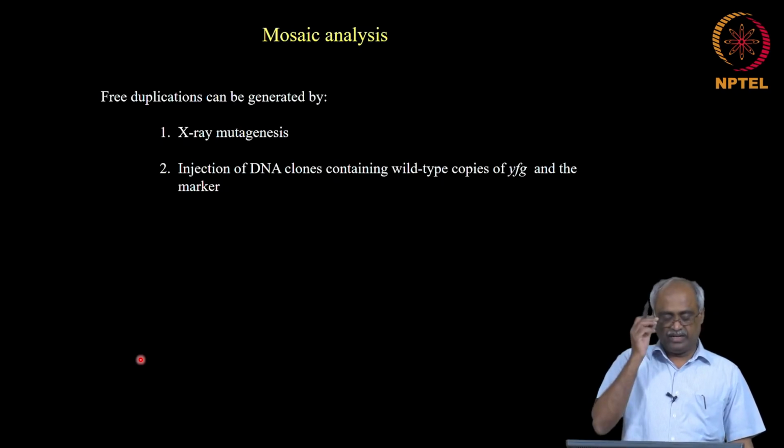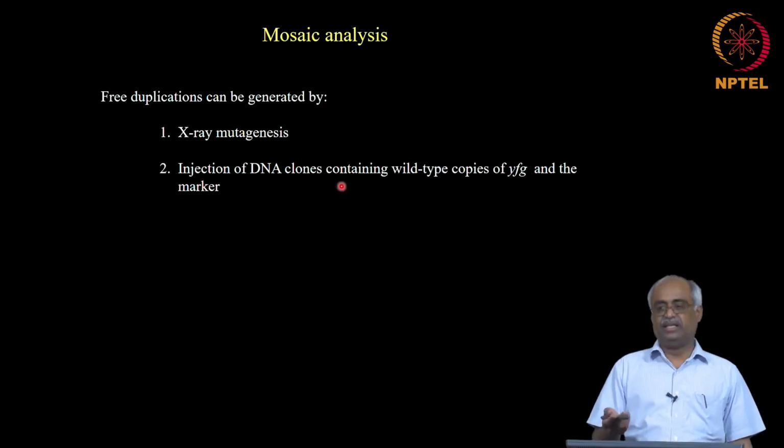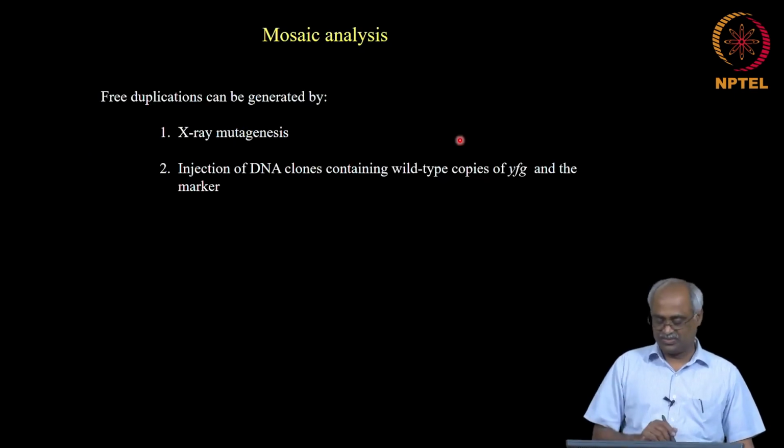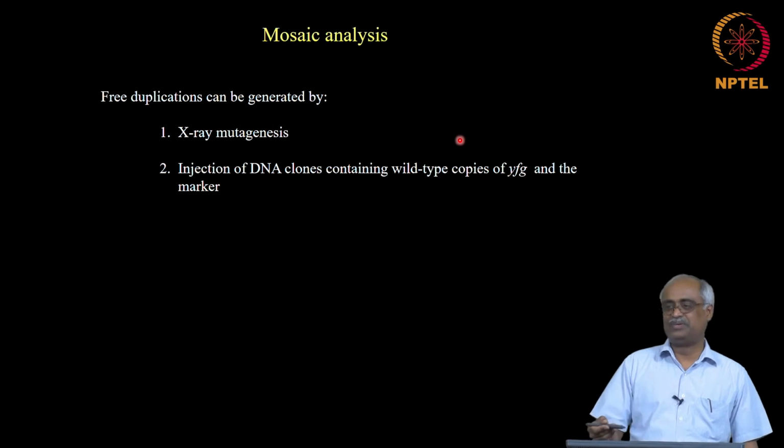So, these are generated by X-ray mutagenesis, or you can inject DNA and that can be there in the nucleus as an extra chromosomal copy. YFG stands for your favorite gene and the marker. This could have come from an organism like C. elegans where duplications are available for different regions, it may be an already available duplication, otherwise it may be an injected DNA which has the two markers. YFG, YFP are commonly used terms to say your favorite gene, your favorite protein.